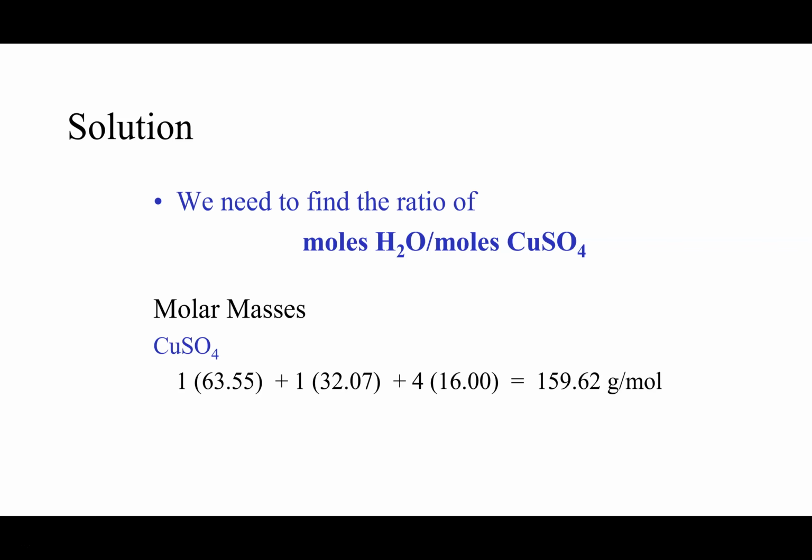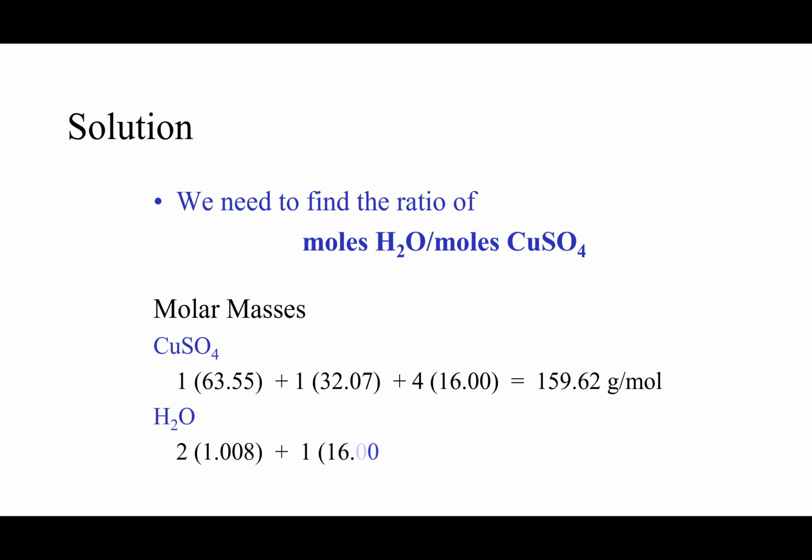So we're going to need some molar masses. The molar mass of the anhydrous salt is 1 times 63.55 for the copper, plus 1 times 32.07 for the sulfur, plus 4 times 16.00 for the four oxygens. So that's the molar mass, and we end up with 159.62 grams per mole. That's the molar mass I can use with this 0.654 to go from grams to moles of copper(II) sulfate.